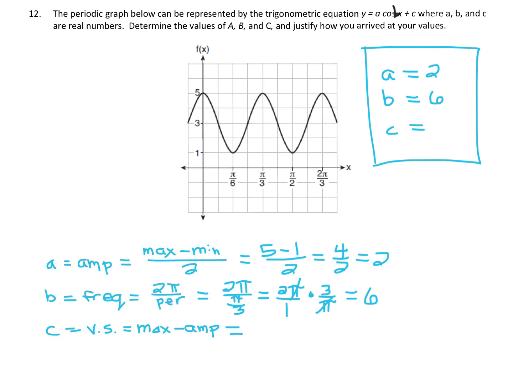Okay, and then finally, the vertical shift is just equal to the max minus the amp. So the maximum value is 5, and then minus, we found over here the amplitude to be 2. And 5 minus 2 is 3. So our value of C is equal to 3.